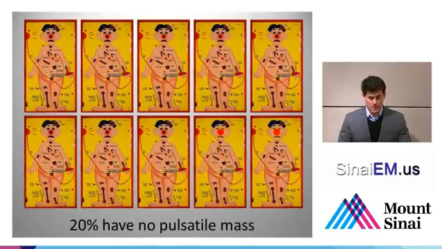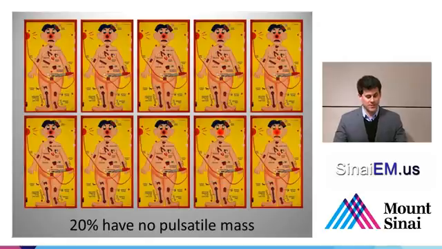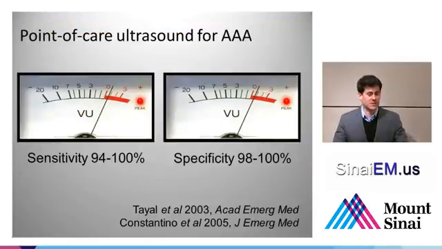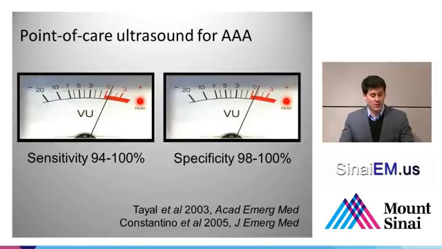Our common physical exam finding with aneurysm would be a pulsatile abdominal mass. Well, 20% of patients with abdominal aortic aneurysm don't have a pulsatile abdominal mass. So our physical examination, as usual, isn't terribly sensitive or specific for this finding, whereas point-of-care ultrasound can be very sensitive and very specific. Several studies demonstrate a sensitivity of 94 to 100% and specificity of 98 to 100%. And these are several studies in the emergency medicine literature.